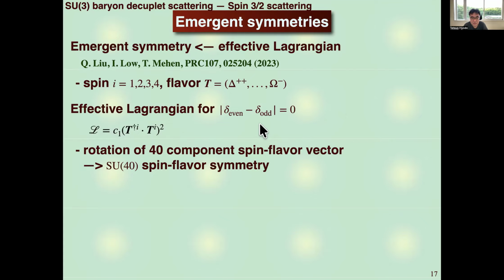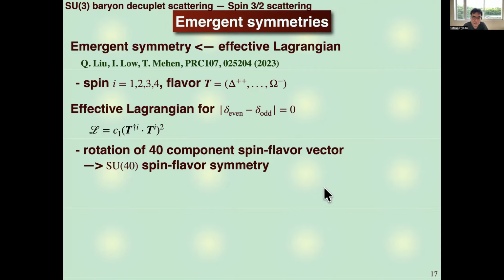That is the Lagrangian that can give us this result. And this one is the 10 flavor indices. And for each of the 10 flavor indices, we have 4 spin indices. So if you write this state in terms of the 40 component spin-flavor vector, delta plus plus and spin plus plus, and so on and so forth.